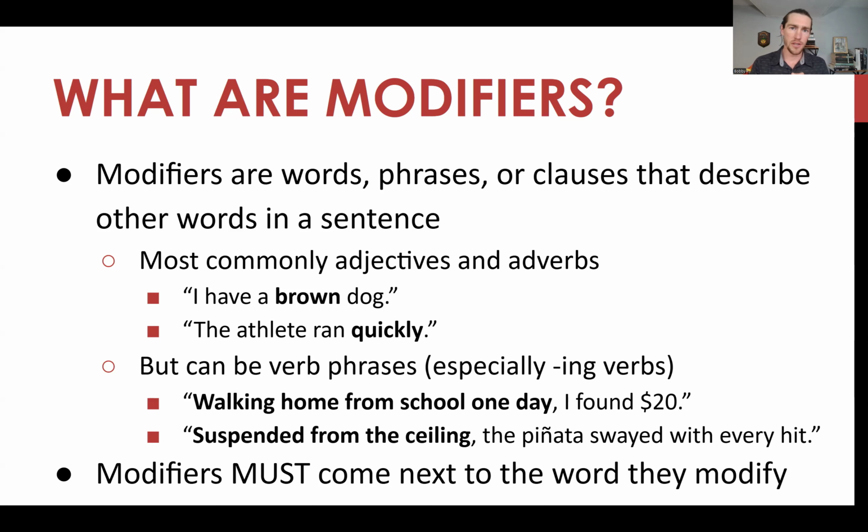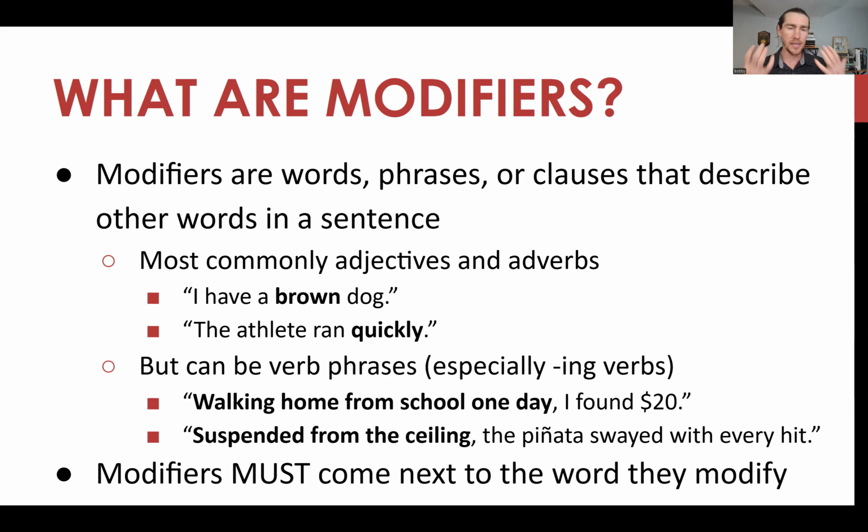There's longer words, though, phrases that can actually change the meaning of words in a sentence. This is how it appears on the SAT. Walking home from school one day, I found $20. Walking home from school one day is describing I. I was the one walking home from school. Suspended from the ceiling, the piñata swayed with every hit. The piñata is being described by suspended from the ceiling. It's telling you more about the piñata.